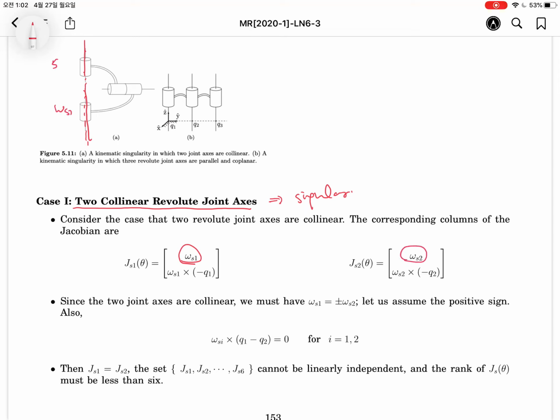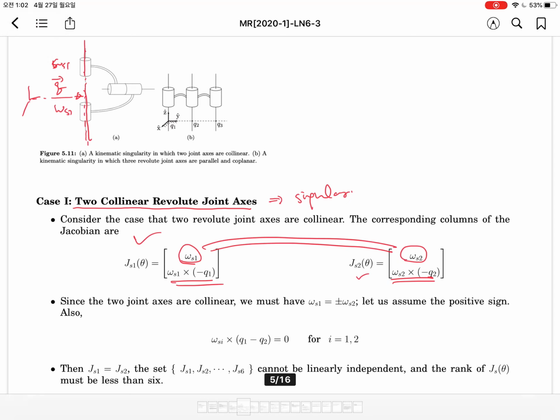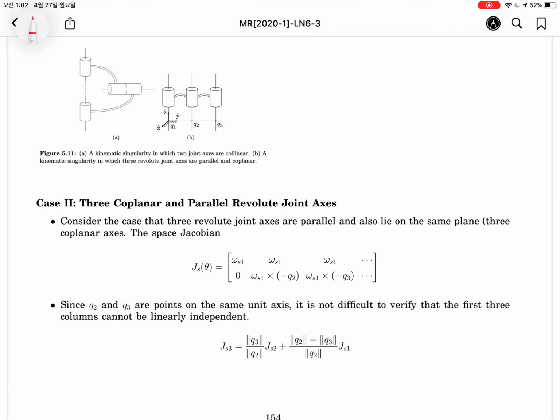And then let's attach the space frame or body frame, and then the q vector will be the same for both. So this is all the same. So we have the same J1 and J2. It means the column vectors of the Jacobian, these two column vectors, are the same as each other. So the Jacobian matrix will lose rank.